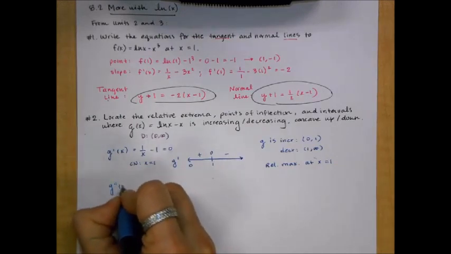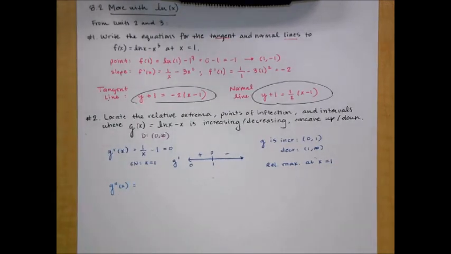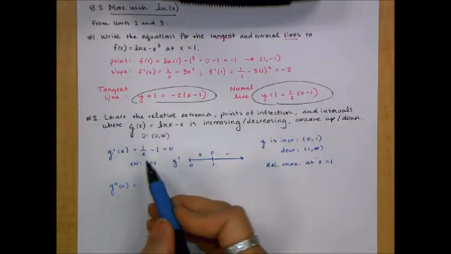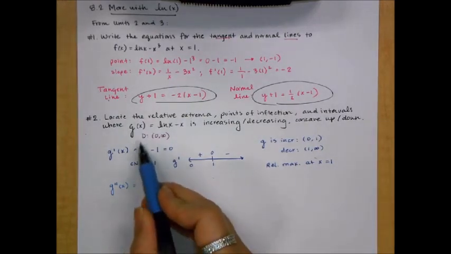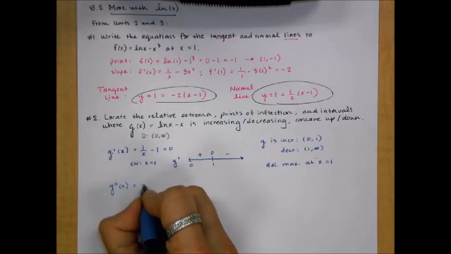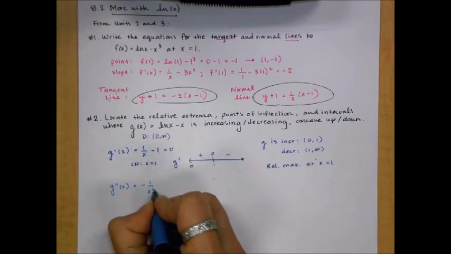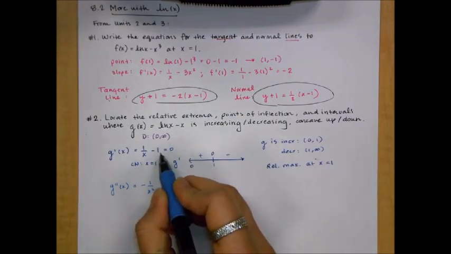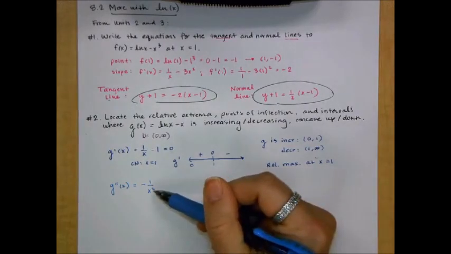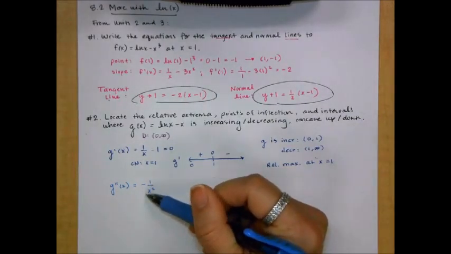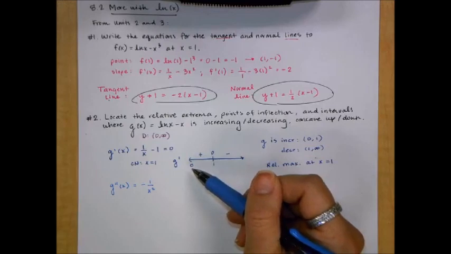So I want to basically do the same thing. 1 over x, or x to the negative 1, has a derivative of negative 1 over x squared. The derivative of negative 1 is 0. And again, g double prime does not exist when x is 0, but I don't have to worry about that because I'm already not including it in my domain.